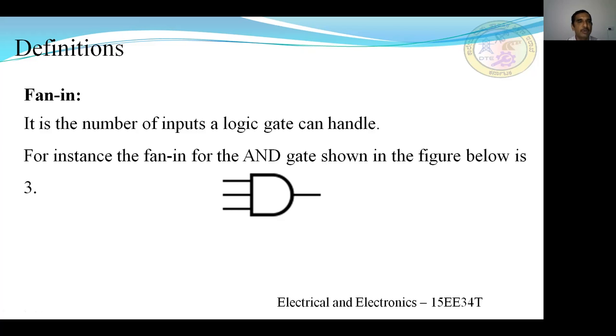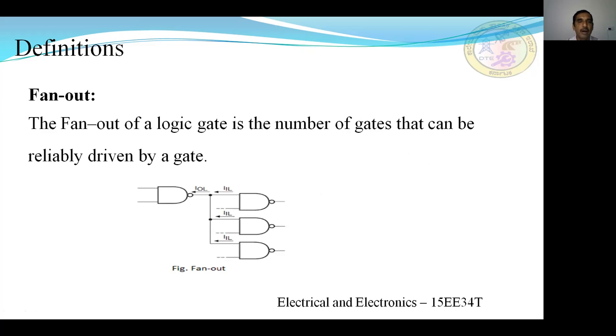Next we'll move on to the next definition, fan out. In the last slide we saw the fan in, that is the input side, and now we are seeing the fan out, that is the output side. The fan out of a logic gate is the number of gates that can be reliably driven by a gate. Again, I will read the definition: the fan out of a logic gate is the number of gates that can be reliably driven by a gate. Meaning, just observe here, this is a two input NAND gate.